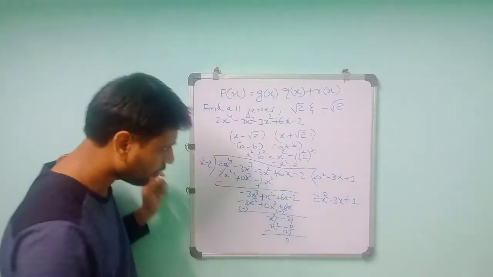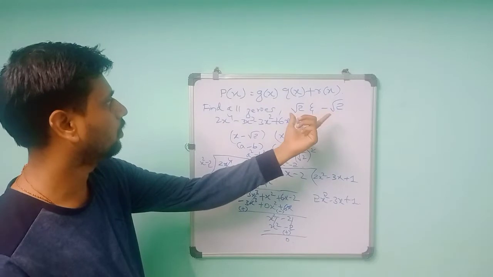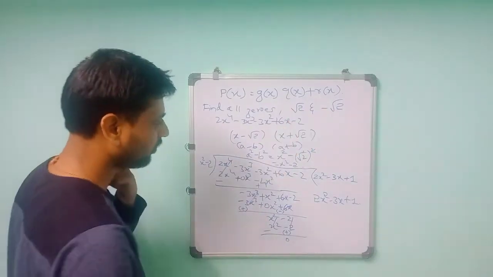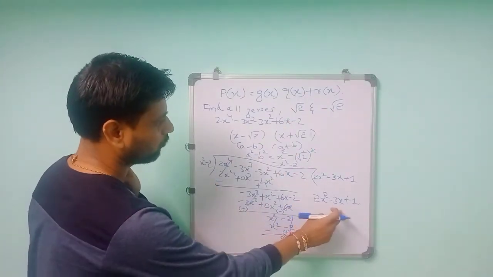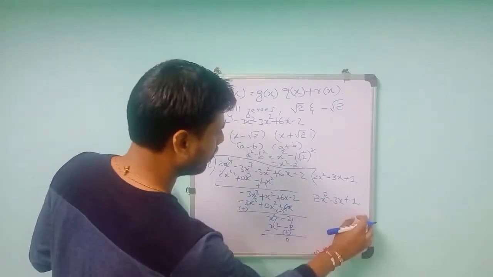So two roots they have given, and you have to find out the remaining two roots. How? x square minus 2 is a factor, and the quotient is 2x square minus 3x plus 1. So this one you have to split it.